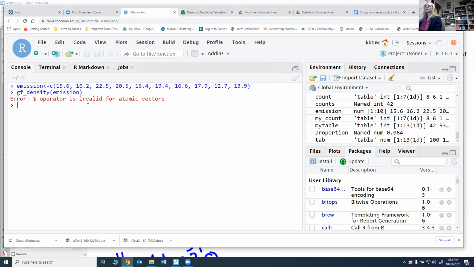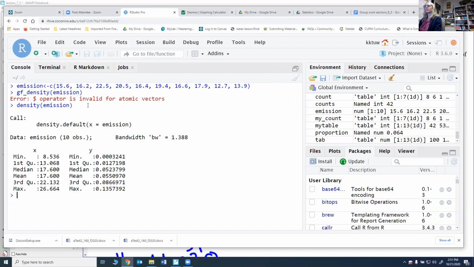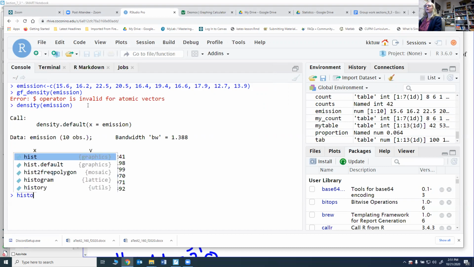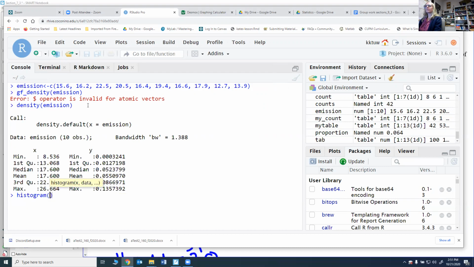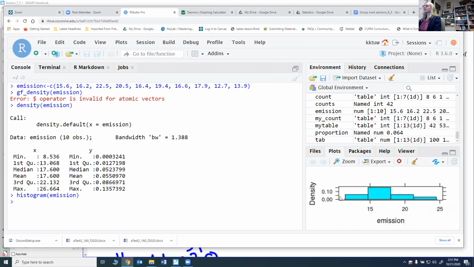No, that doesn't work. So we're going to have to do something slightly different. We're just going to do density of emission. Nope. We'll do a histogram of emission. And there's my histogram, and that has a nice little bell shape to it. So it looks like it's okay. It looks a little skewed, but it looks pretty good.